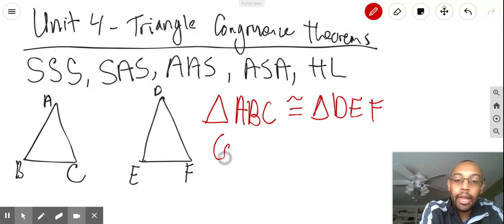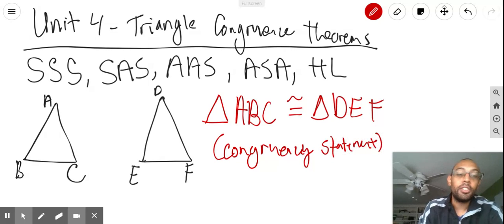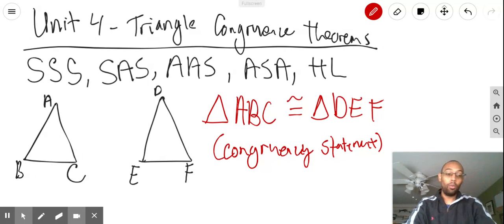This is what we call a congruency statement. This is what you will be writing when you determine that one triangle is congruent to another. Now, if you're ever given a congruency statement, you can write down what angles are congruent to each other and what sides are congruent to each other. So given a congruency statement, you can list them.